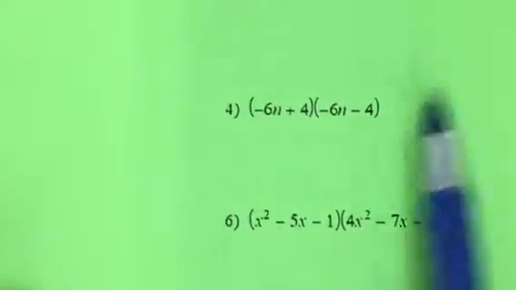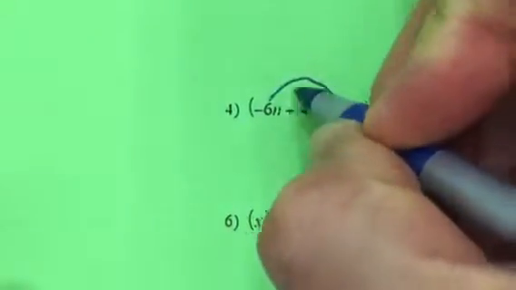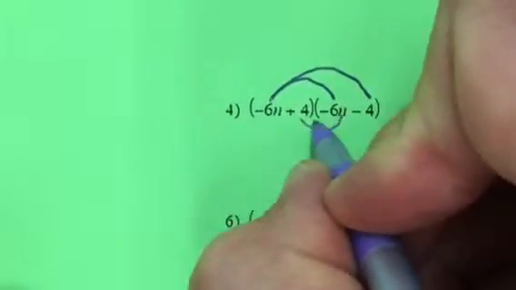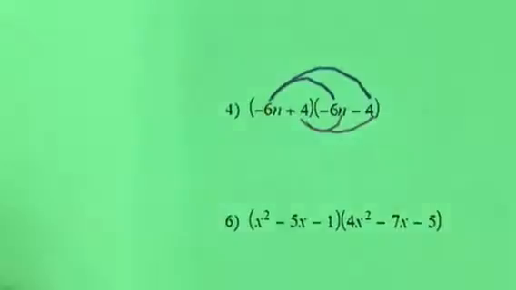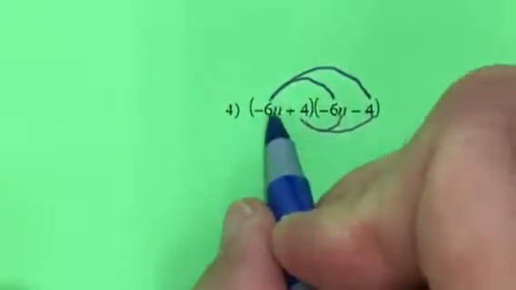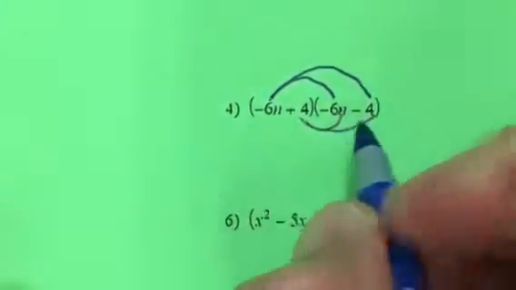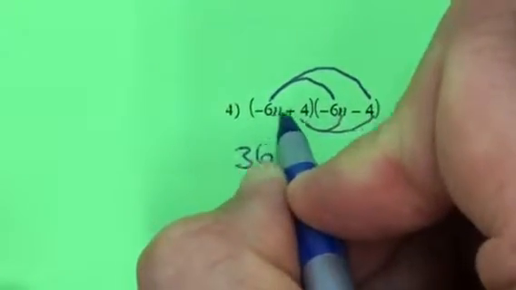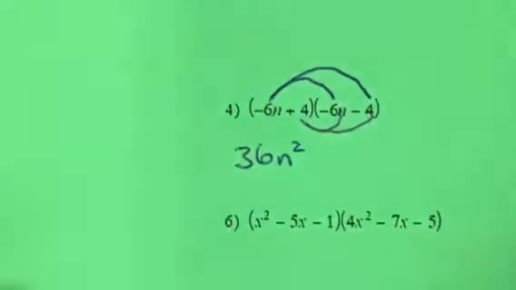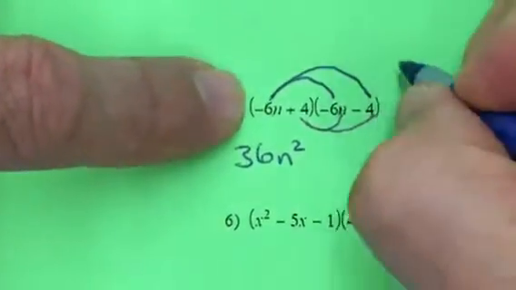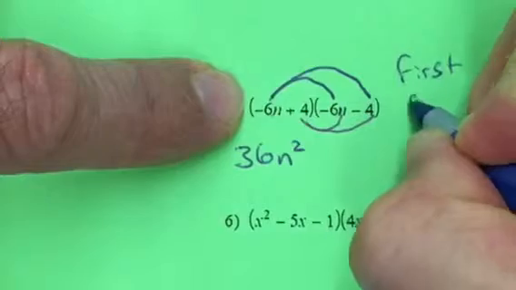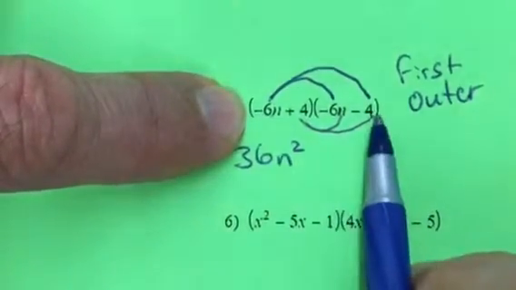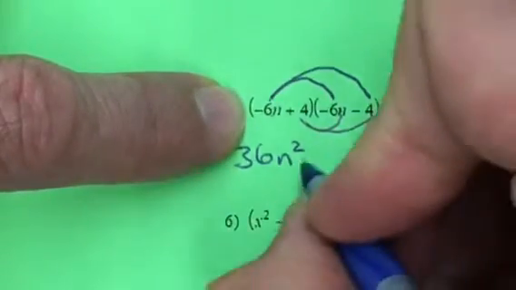(6n) plus 4. So I'm going to go 1, 2, 3, 4. This is FOIL. So in FOIL, we're going to multiply the first numbers. Negative 6 and negative 6 makes 36. N times n is n squared. First, outer ones, negative 6 times negative 4 is positive 24.